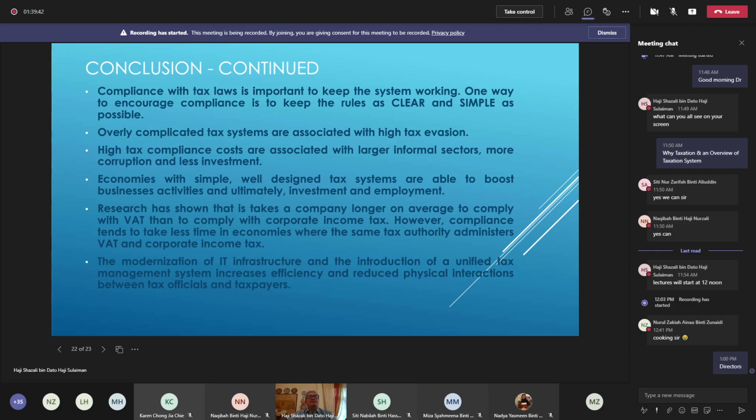Compliance with tax laws is important to keep the system working. One way to encourage compliance is to keep the rules as clear and simple as possible. I think with due credit to the Brunei government, apart from withholding tax, we do have quite a good system, and now it's already much better.